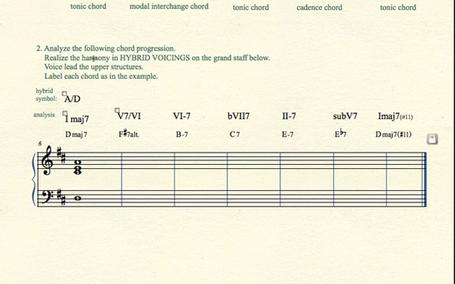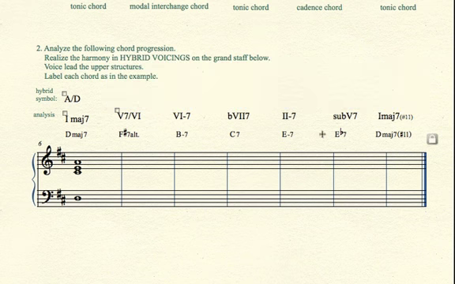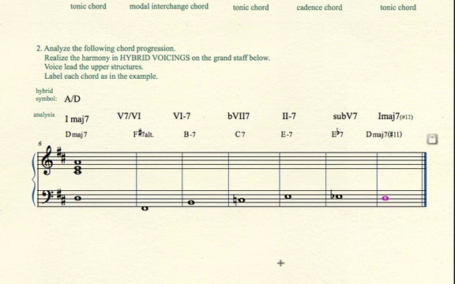Next step, realize the harmony and hybrid voicings. All hybrids will have the same root as the original chord. So the first step would be to just put in all your roots. Let's do that. And as usual, don't forget to be careful about accidentals. The next step is to do the voicings.